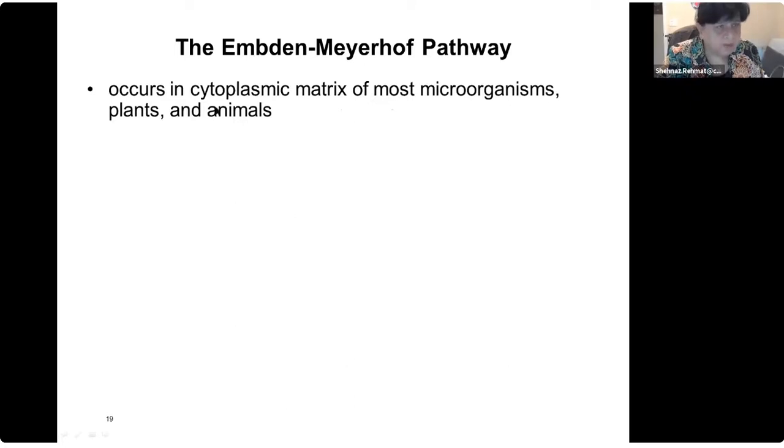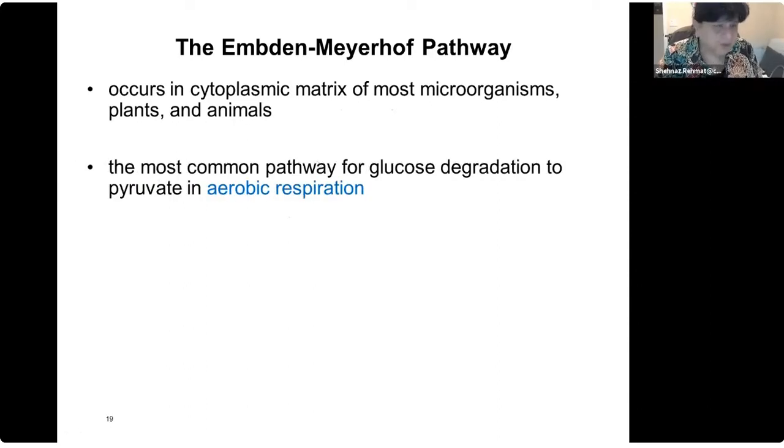So this pathway, of course, occurs in the cytoplasmic matrix of most microorganisms. Even in your eukaryotic plants and animals, you will find this is occurring in the cytoplasm. This is not a membrane-bound pathway, so the enzymes for it are in the cytosol. And of course, this is the most common pathway for glucose degradation to pyruvate during aerobic respiration. In aerobic respiration, where oxygen is required, the main pathway that operates in those cells is usually EMP.